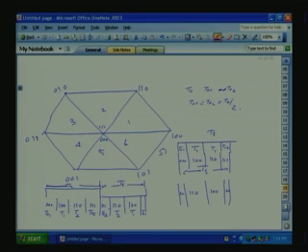Now, with this type of switching, what is the volt-second, what is the average variation? Let us see how the switching sequence will be in sector 1.